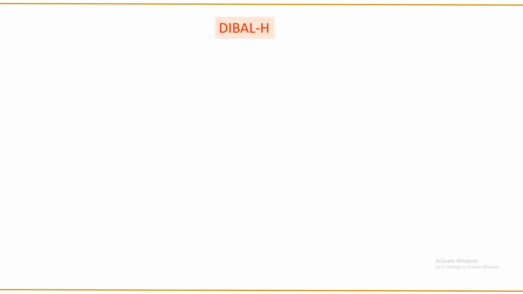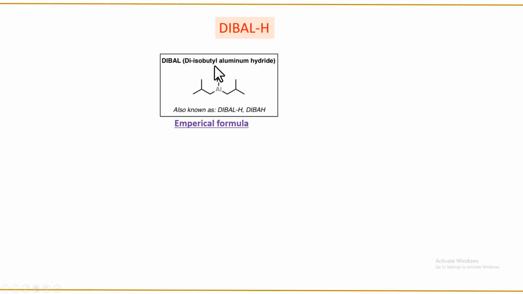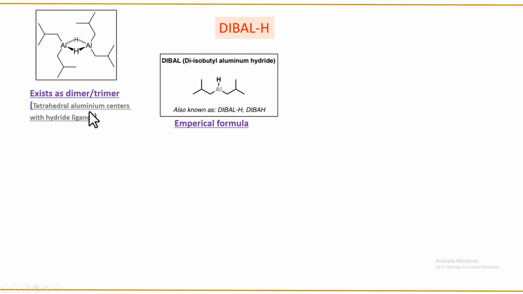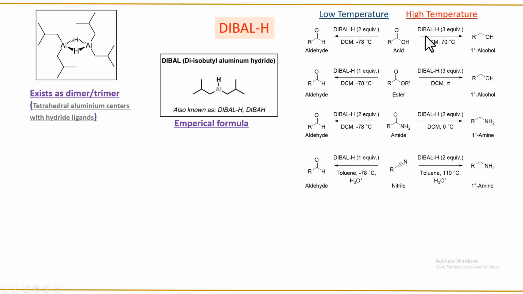Coming in detail, DIBAL-H, diisobutylaluminum hydride, exists in an empirical formula like this, and it is a reducing agent. It exists as a dimer or trimer, and it contains tetrahedral aluminum centers with hydride ligands. The reactions are categorized into two types: one at low temperature and another at high temperature.